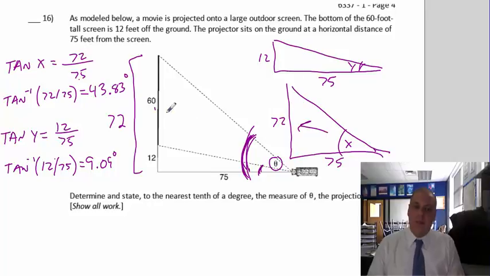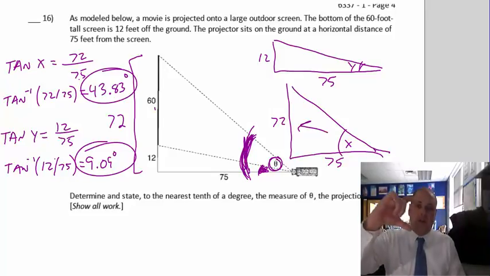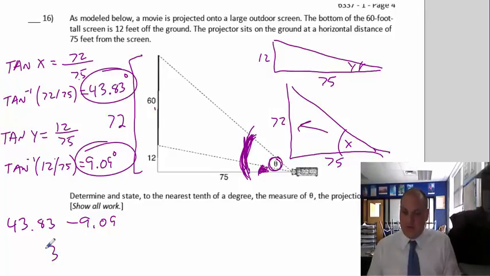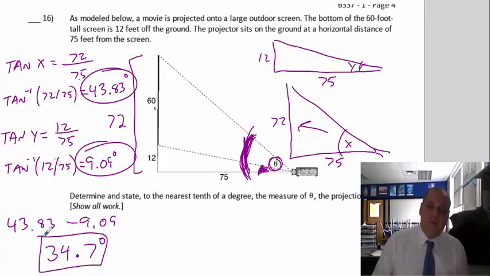So these are angles, right? So I got this big angle here, which is 43, and I got this little angle here, which is 9 degrees. And I want theta, which is the leftover angle. So I'm going to take the big angle minus the small angle. 43.83 minus 9.09 comes out to be 34.7, rounded to the nearest tenth. 34.7 degrees when we round to the nearest tenth of a degree.